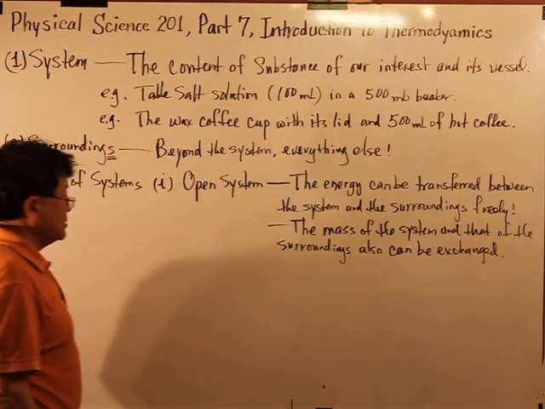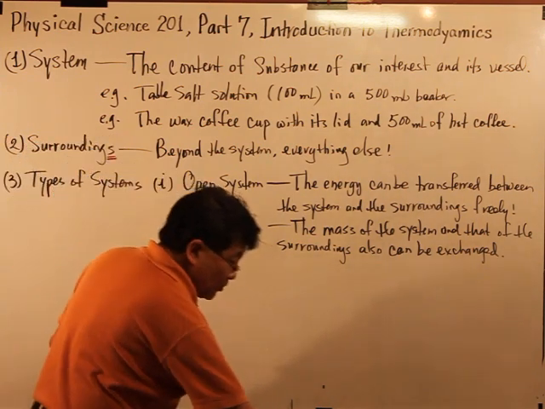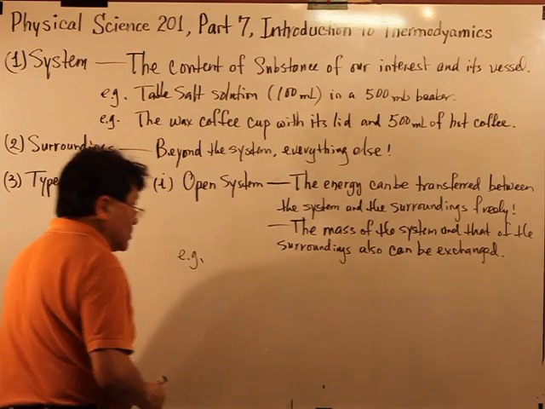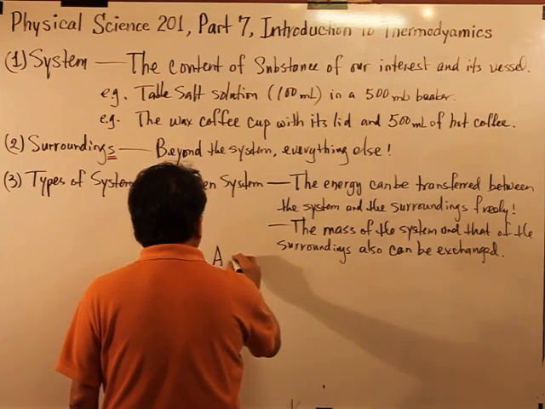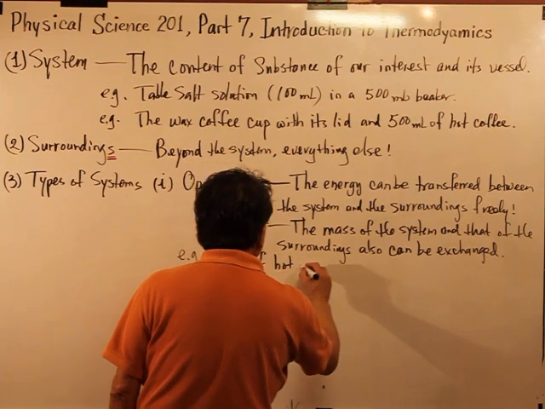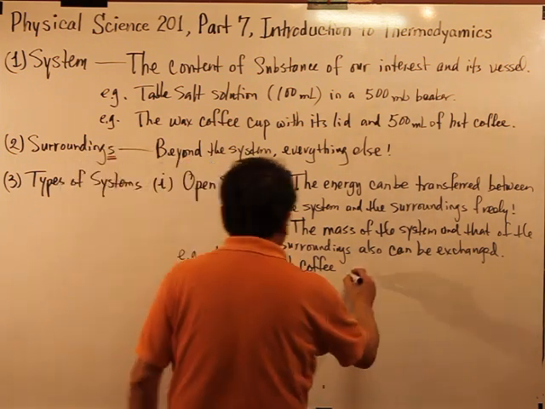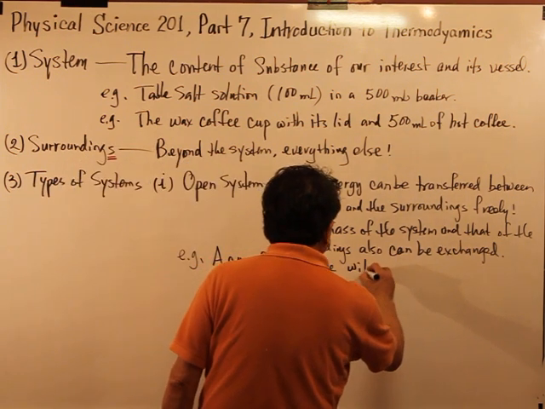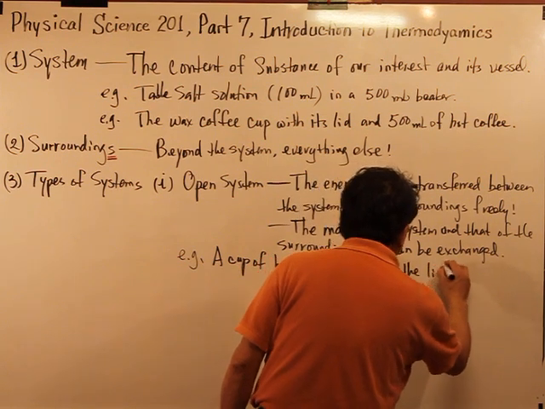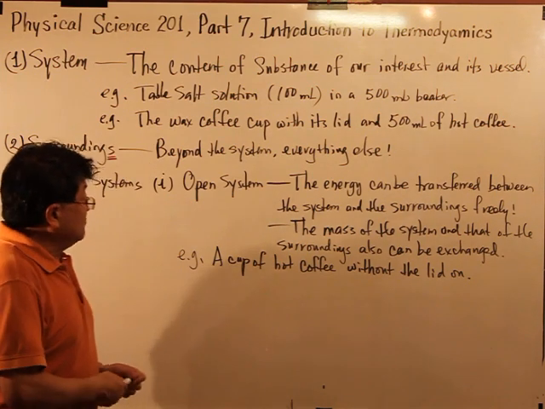So this kind of system is everywhere. Now we're going to give you an example. What situation? So an example for this kind of system is what? A cup of, let's use coffee. A cup of hot coffee, just made, without the lid on. Now, without the lid on, this is the hot coffee.